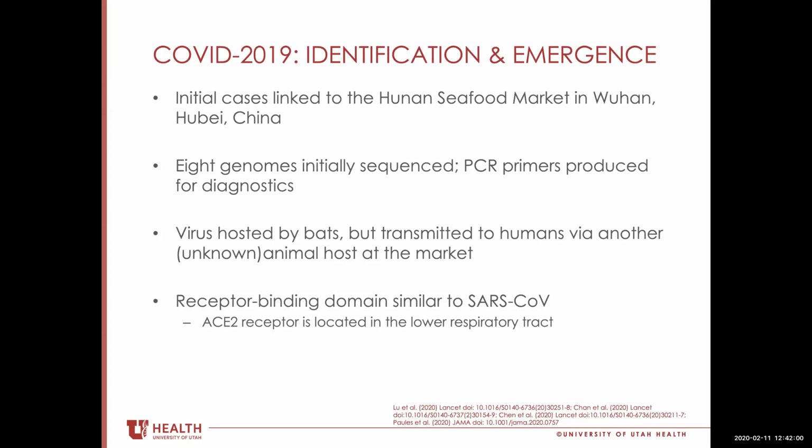At this point, there is a PCR-based diagnostic test available. And one of the important things for healthcare workers is that the receptor binding domain for the new virus is similar to that in SARS-CoV, in that it looks like it uses the ACE2 receptor, which is located in the lower respiratory tract, indicating that inhalation and deposition of the virus in the lower respiratory tract poses a risk of infection to healthcare workers.